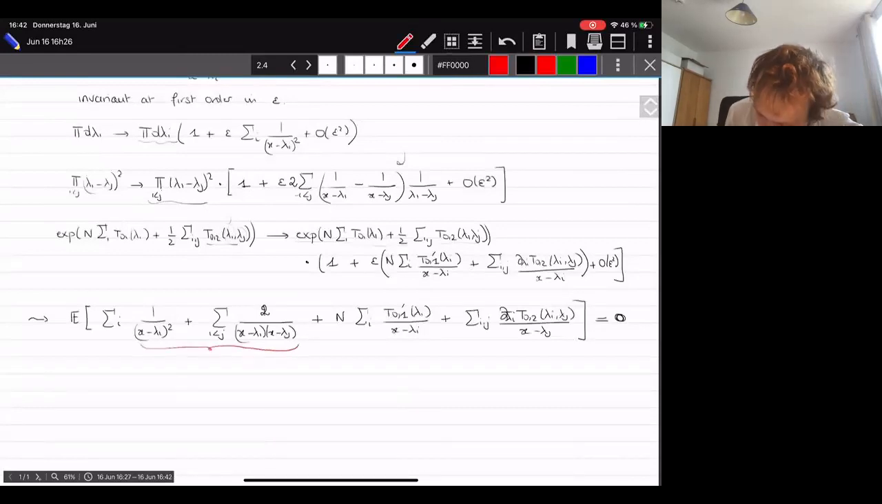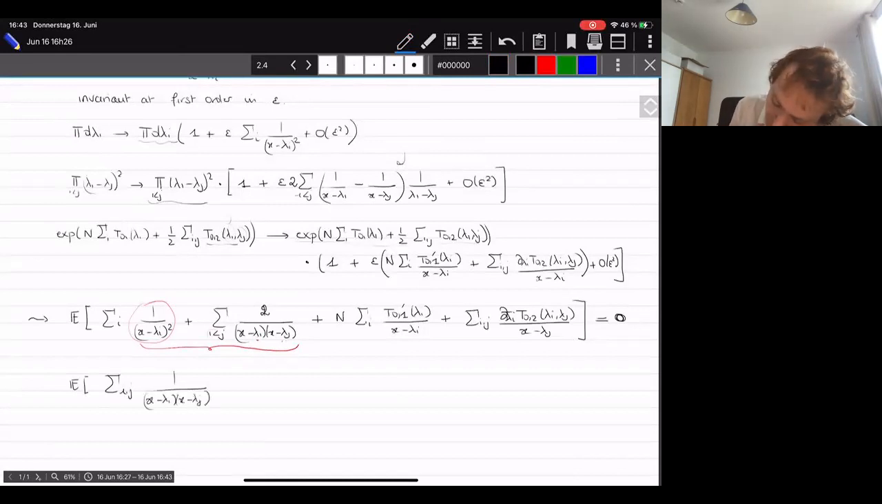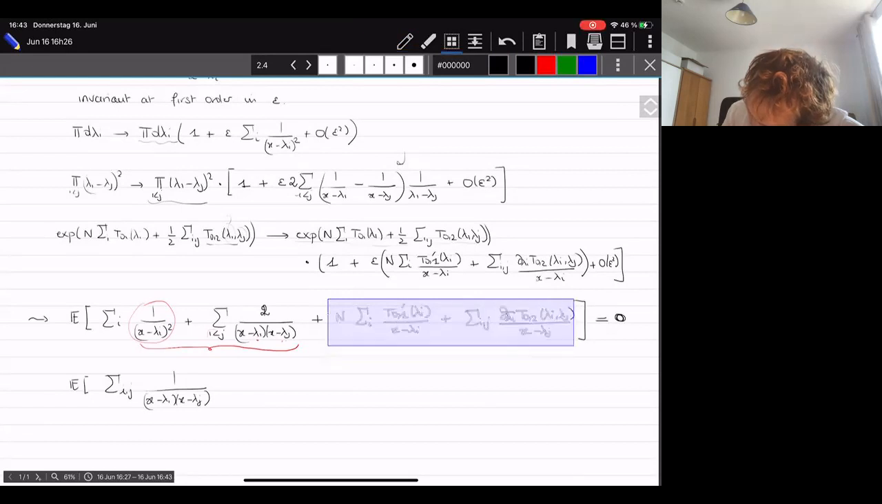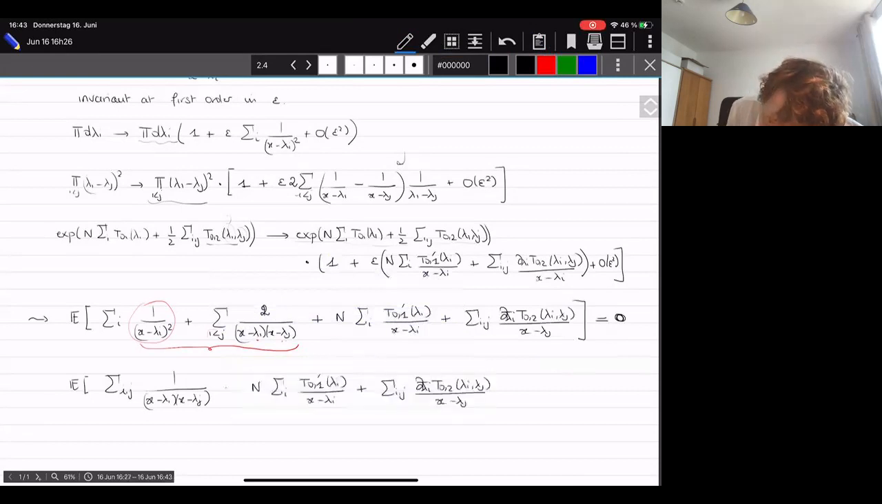These terms recombine well together. If I say that this is symmetric in i and j, then instead of summing over i smaller than j, I can sum over i different from j and then remove the factor of 2. But then at i equal j, I can pick up this term. So all together, these two first sums become just the sum over i and j, 1 over x minus lambda i, x minus lambda j. And then I have the rest. Good.